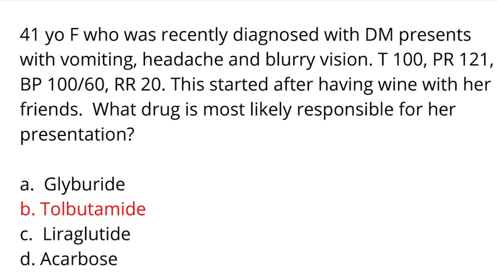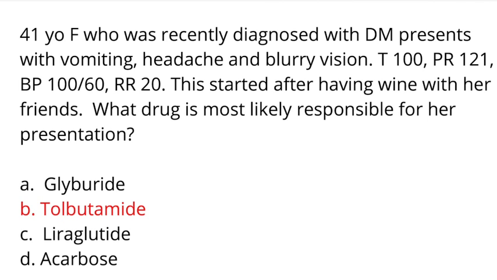So they developed some pretty strange symptoms after drinking some wine, and those symptoms included vomiting, headache, and blurry vision. She also seems to have some alterations in some of her vital signs here. So this patient is most likely experiencing a disulfiram-like reaction. So we have to know which drug class can cause this. And that is the sulfonylureas. To be specific, the first generation sulfonylureas.